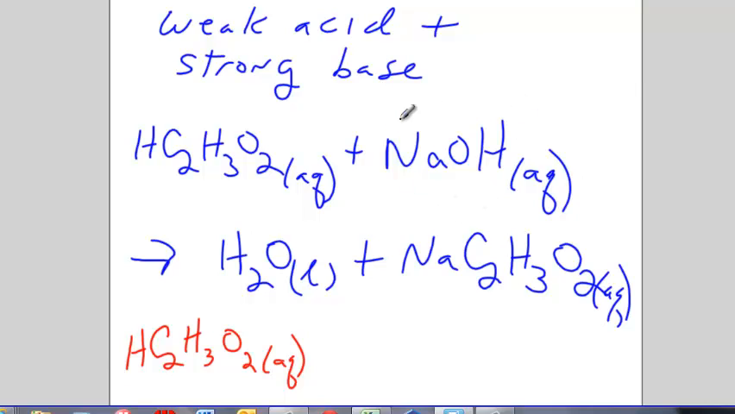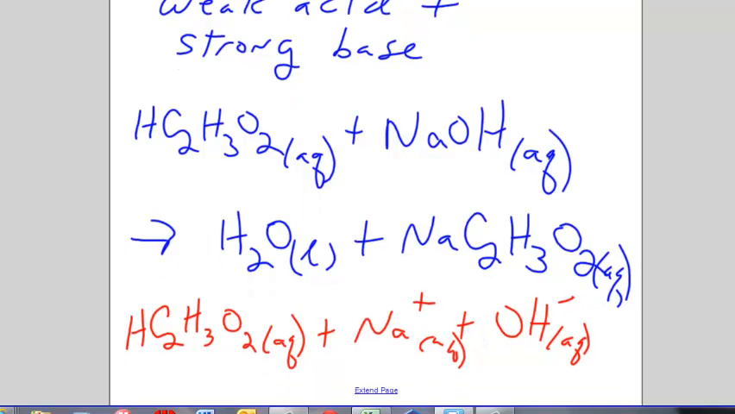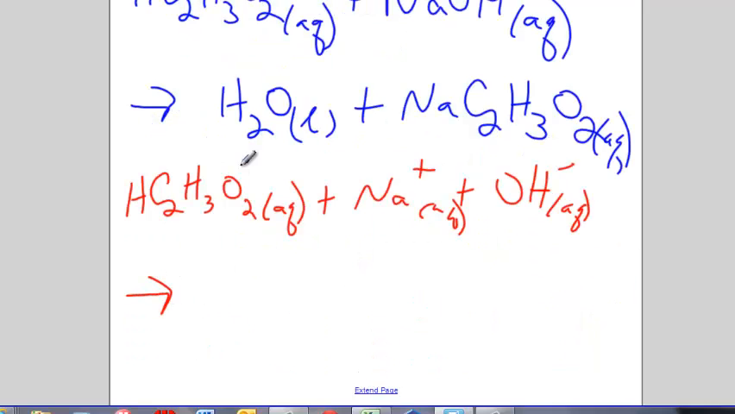On the other hand, NaOH, strong. NaOH is going to break up in solution. Na plus, OH minus. Now those are my reactants. The aqueous acid still together, and the base, the strong base, broken apart into its ions. Now products, water, of course, does not break up. There's water. Plus, now, sodium acetate is a salt. So it's going to break up. Salts, that's what salts do. They totally break up in solution.